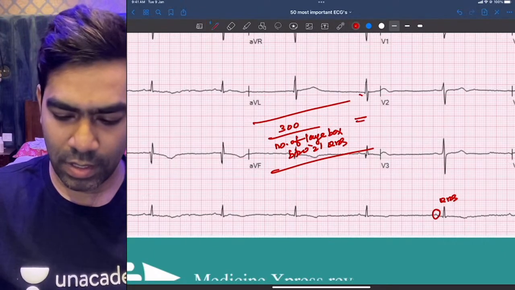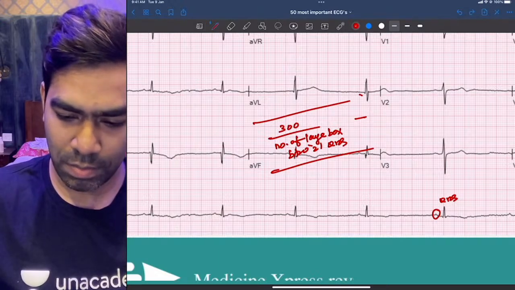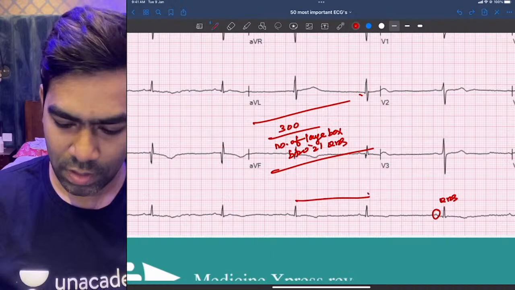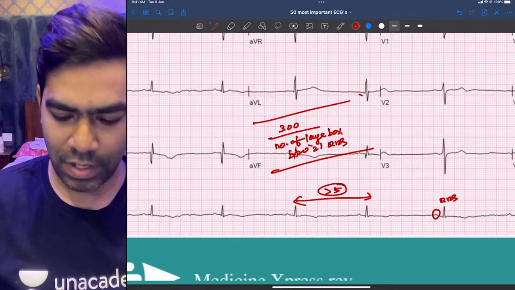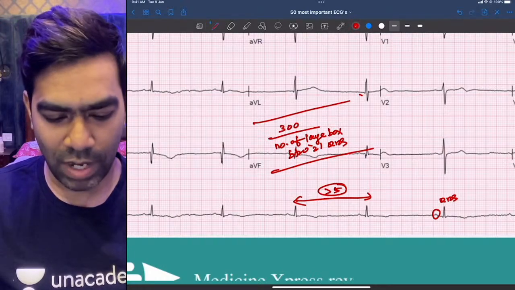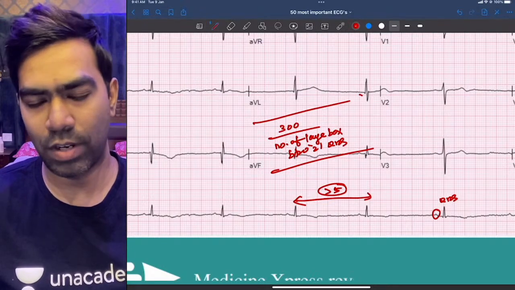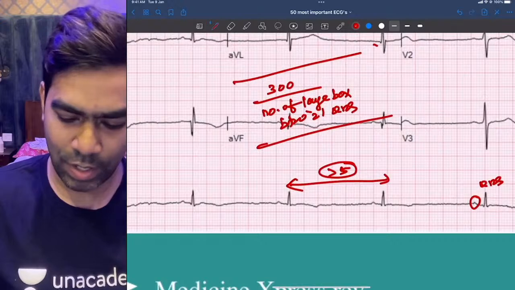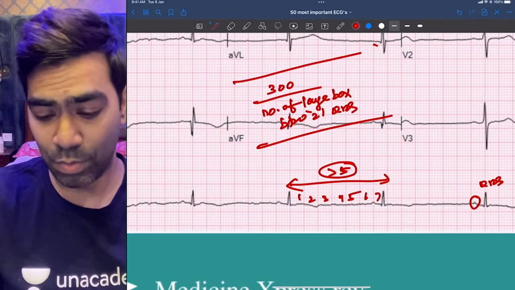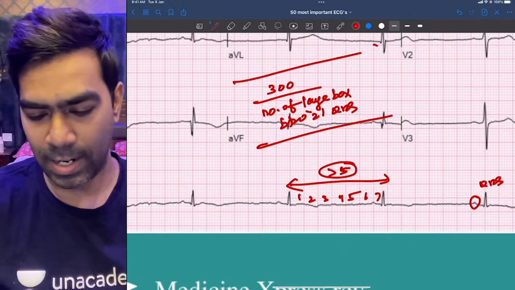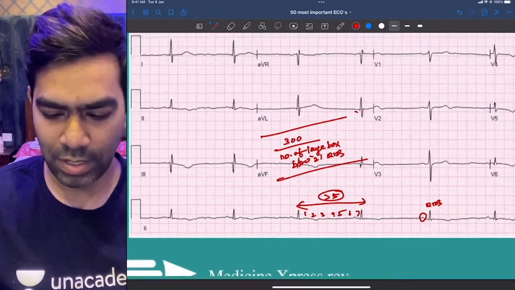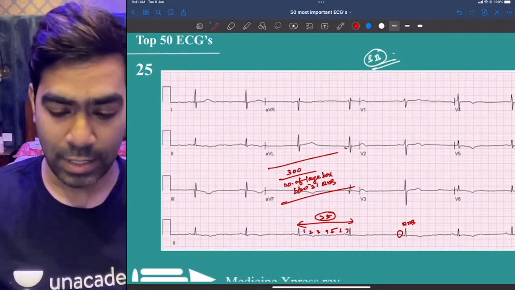So whenever the number of large boxes between two QRS complexes is more than 5, it is very much suggestive of a bradycardia, because by default, if the number of large boxes between two QRS complexes is more than 5, the heart rate will become less than 60. As you can see here, 1, 2, 3, 4, 5, 6, almost 7 large boxes are there approximately. So the heart rate is definitely somewhere around 40 to 45, nothing more than that here. So it's a significant sinus bradycardia in this EKG.